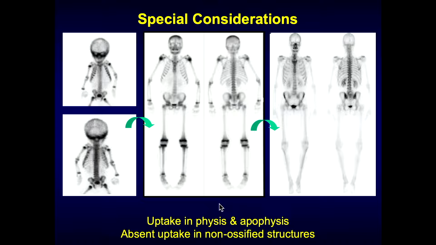So something to keep in mind is that the bone scan changes as you age, as do most things actually. So I'm showing you a 2-week-old boy by comparison with a 12-year-old boy, and finally a 54-year-old woman. The big thing to remember is that you see uptake in the physes and apophyses and absent uptake in non-ossified structures. And when you think about it, it makes logical sense because Tc-MDP is taken up by osteoblasts as they turn over and incorporated into the bone.